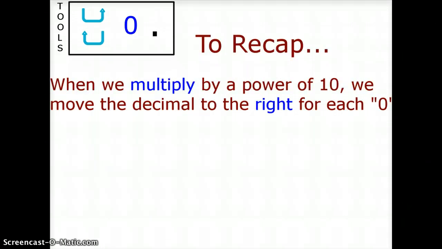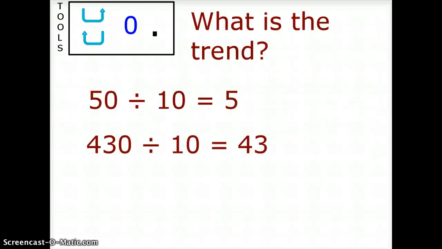So just to recap, this is not new. When we multiply by a power of 10, we move the decimal to the right for each 0. We're going to remember that as we look at division. What's the trend here? 50 divided by 10 is 5, while 400 divided by 10 is 40. It's the reverse of the multiplication. In this case, we're going to be moving the decimal over 1 to the left.